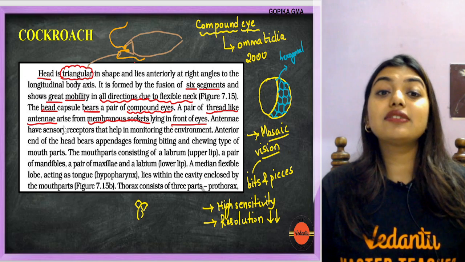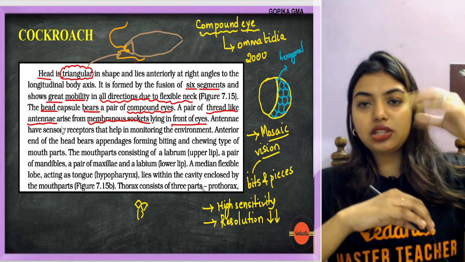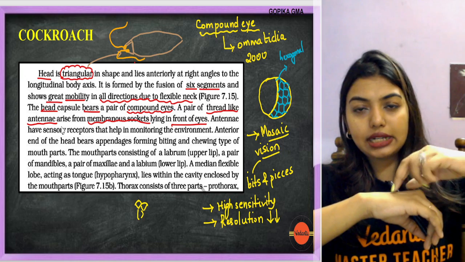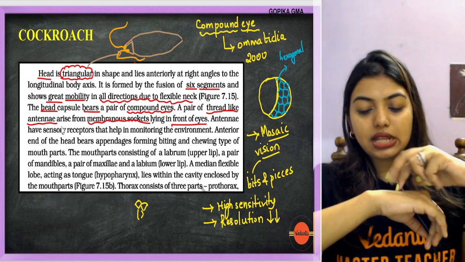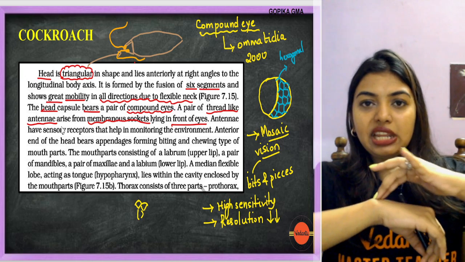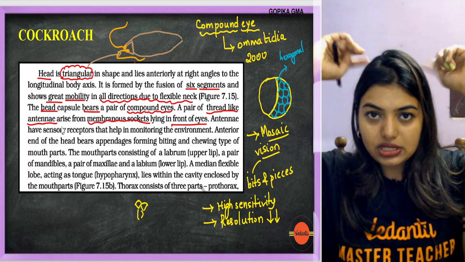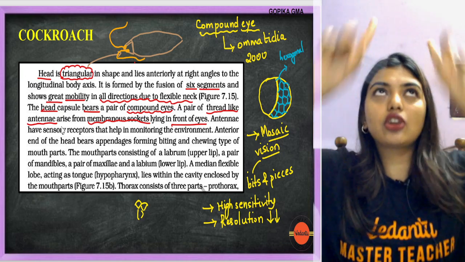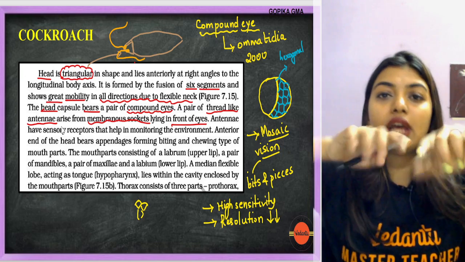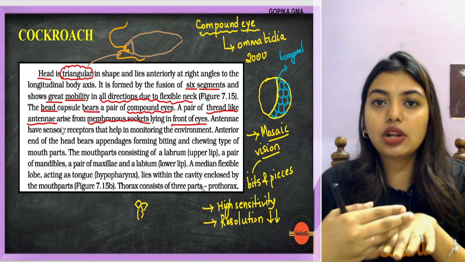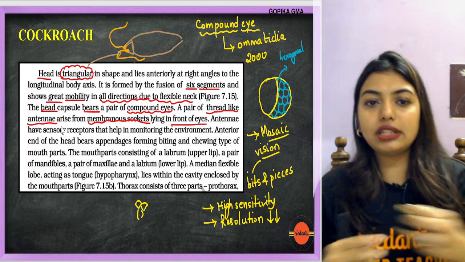Now antenna have sensory receptors that help in monitoring the environment. Imagine this is the cockroach, my hand is the cockroach, and the antenna is these two fingers. When they move, they'll have touch receptors, they'll have sensory receptors. This will feel and move, and they'll be able to understand what is right in front of me. Always you will notice that the antenna is falling downwards. It's not going to look like this. The antenna falls downwards and touches the floor before they are walking. This way they'll understand whether there is any block in front, whether they find any predator, all that they'll be able to understand.